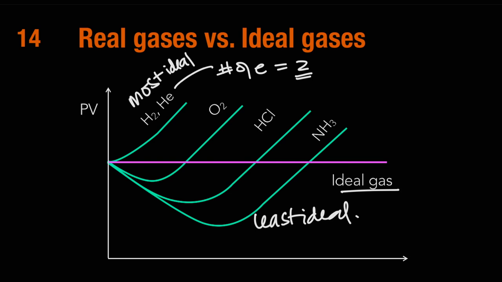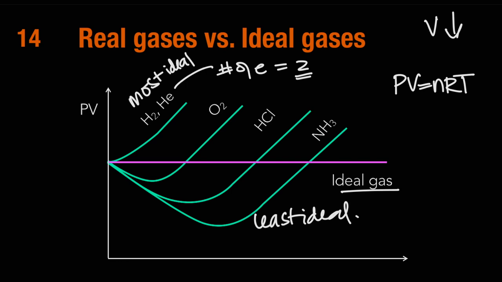Now, what conditions make it less ideal? When the molecules get closer together. When do the molecules get closer together? When volume decreases. How can volume decrease using PV and RT? If I'm talking about decreasing volume, how can I have less volume? If either the pressure is high or the temperature is low.